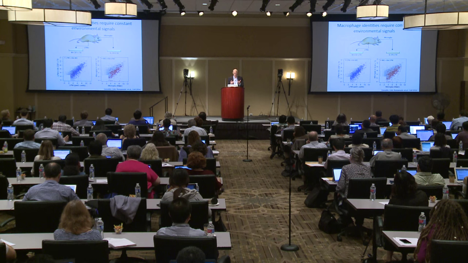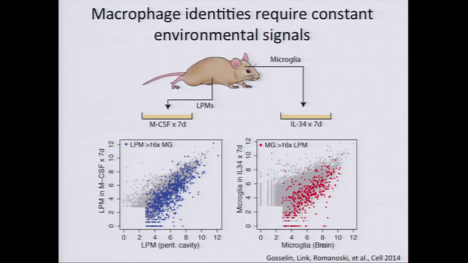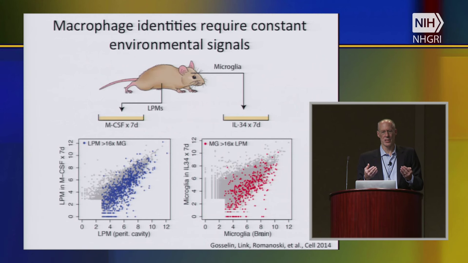We saw hundreds of genes that were differentially regulated in culture. For the most part, we saw loss of gene expression. And the interesting point was that the genes that were lost in the peritoneal macrophages were the genes that made them most different from microglia, and vice versa. The genes that made microglia most microglia-like were the genes that were lost compared to the peritoneal macrophages in culture. So basically, the cells lost their distinctive personalities when they were taken out of the environment. And what this is telling us is that the environment is constantly instructing these cells as to what their identities are.